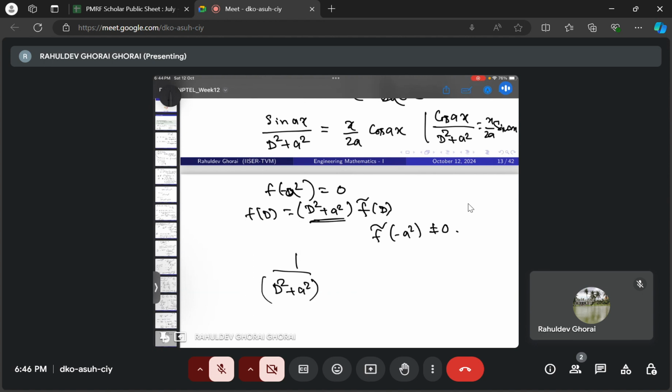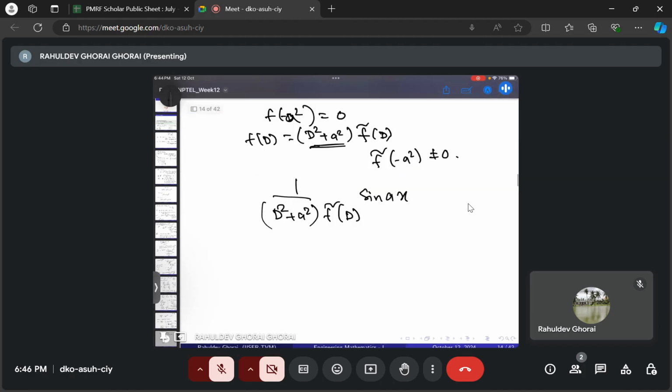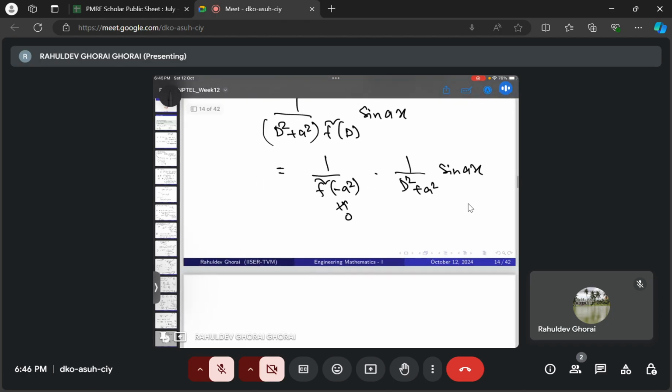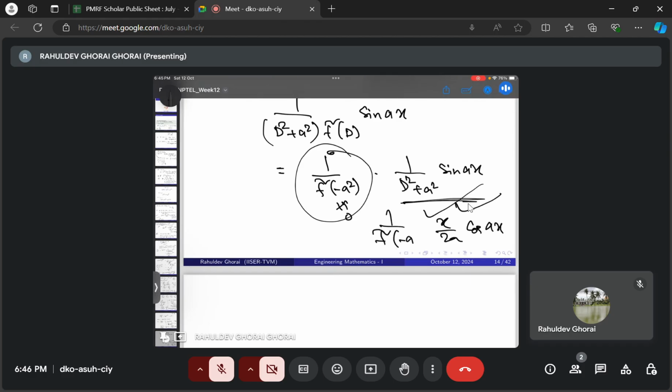Then you can write this. Mainly what I am telling here, in this case it will be d square plus a square times f tilde d of sine ax, let's say cos x also, no problem. That will be 1 over f tilde of minus a square, which is not equal to 0, and then 1 over d square plus a square times sine of ax, and you know how to evaluate this. It will be x over 2a times cos ax, and here you also know the value, 1 over f tilde, some value. So that's how you get the solution.